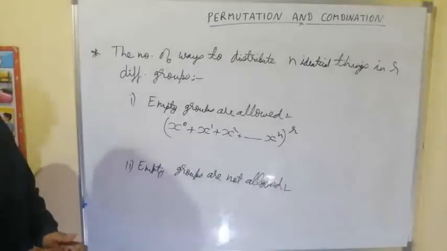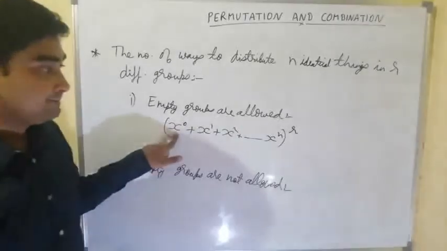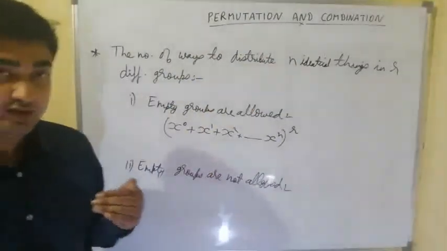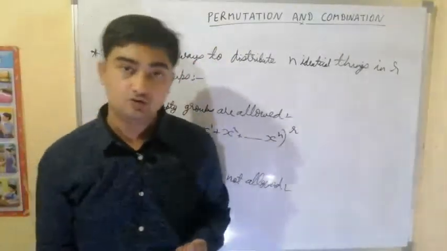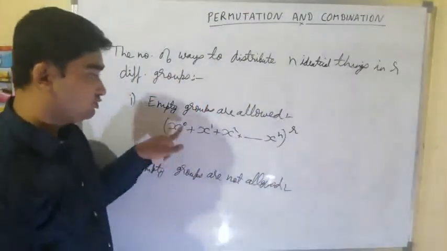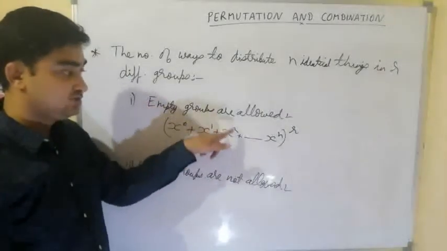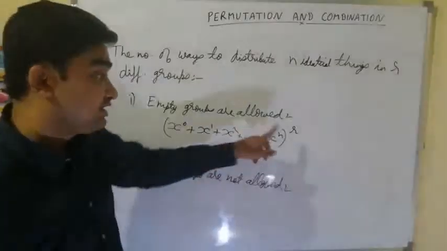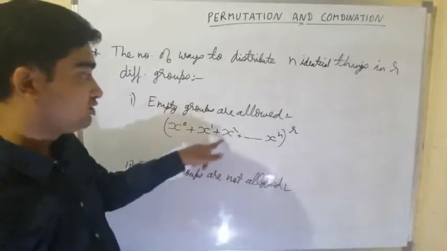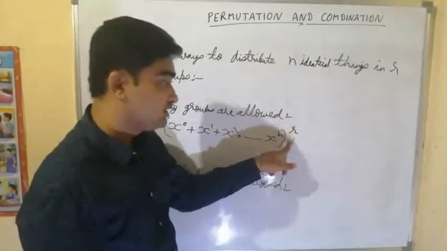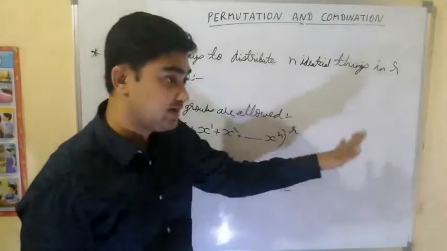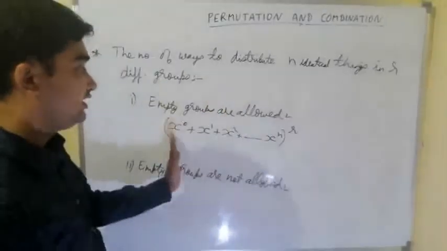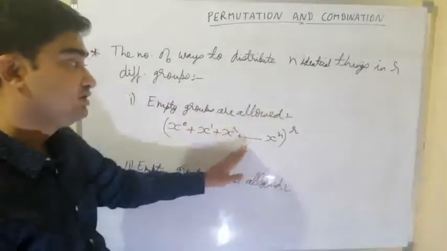So what is happening is there are how many groups? There are r groups. Group number 1 will have how many elements? We don't know. Empty groups are allowed. So group number 1 can have 0 objects, it can have 1 object, it can have 2 objects, or it can have 3 objects, or maximum it can have n objects. And second group again can have 0 objects, or 1 object, or 2 objects, or n objects, and third group can also have this. So how many times? R times, because there are r groups. So every group will have this or this or this or this, so r groups, this power r.